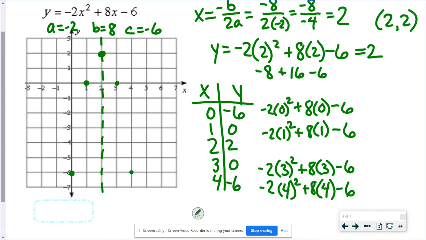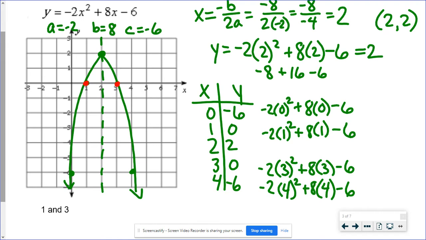So here's my graph. Oh, I missed a little bit. And remember what I'm really looking for here is where it crosses the x-axis. It crosses right here at 1 and at 3. So 1 and 3 would be my answers.